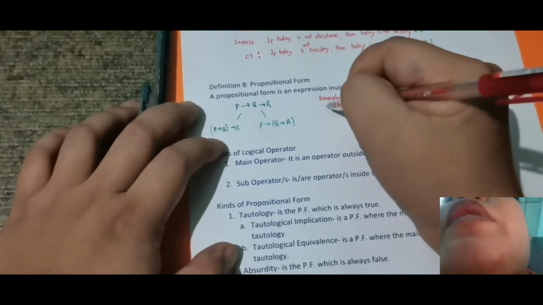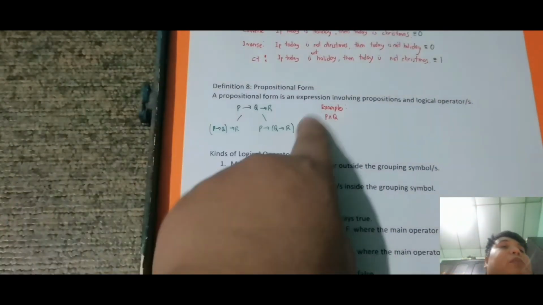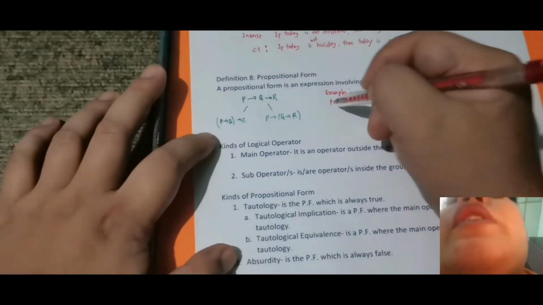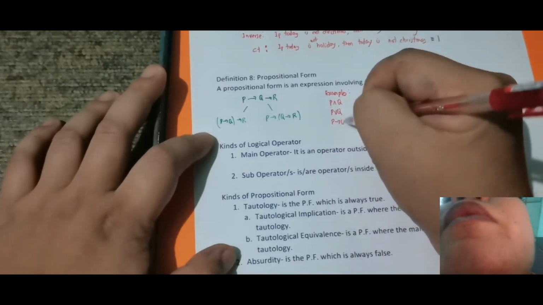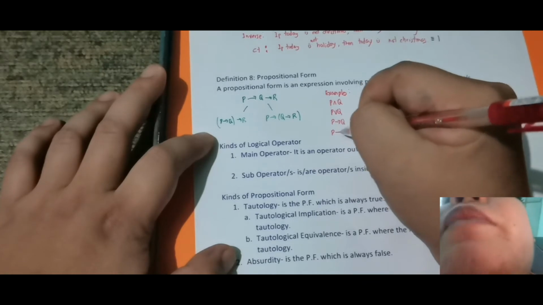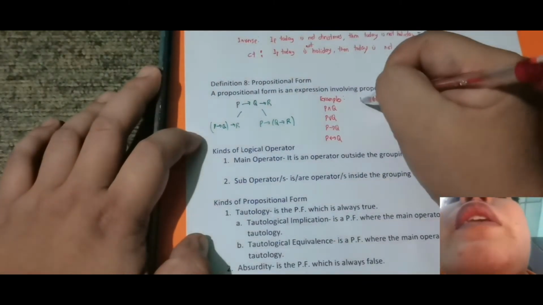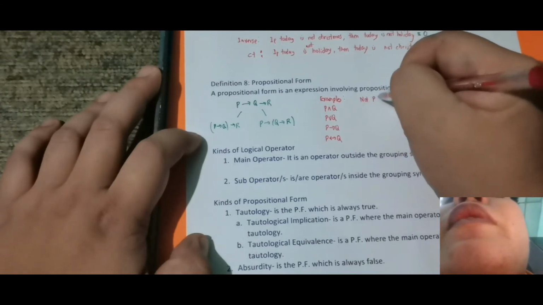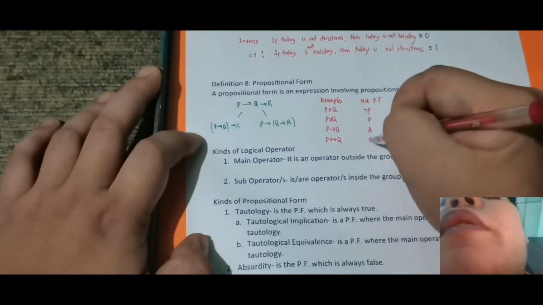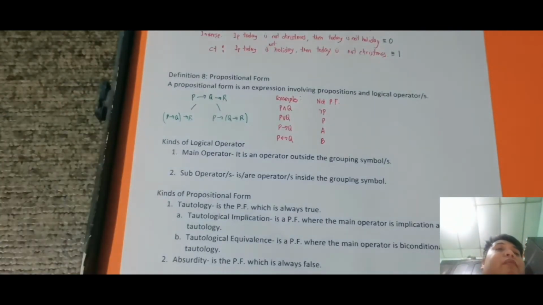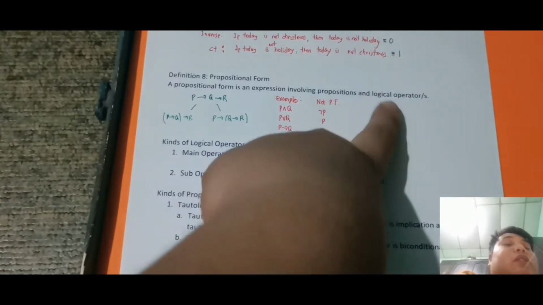Okay, so sa example, unang is si P and Q. This is a PF, kasi dalawang proposition, isang logical operator. Si P or Q, si P implies Q, and si P if and only if Q. Pero yung not PF natin, syempre si not P, si P, si B. Proposition sila pero not a propositional form. Bakit? Wala silang logical operator.